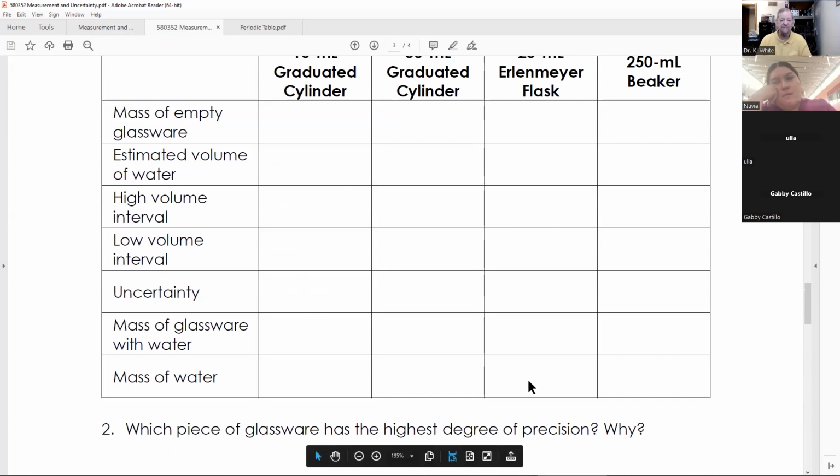And with that, we're done. At least we're done talking about the lab. You've got to do it. Now, don't forget, wear goggles, wear gloves. Afterwards, since you're working with water, guess what? You can pour it down the sink.